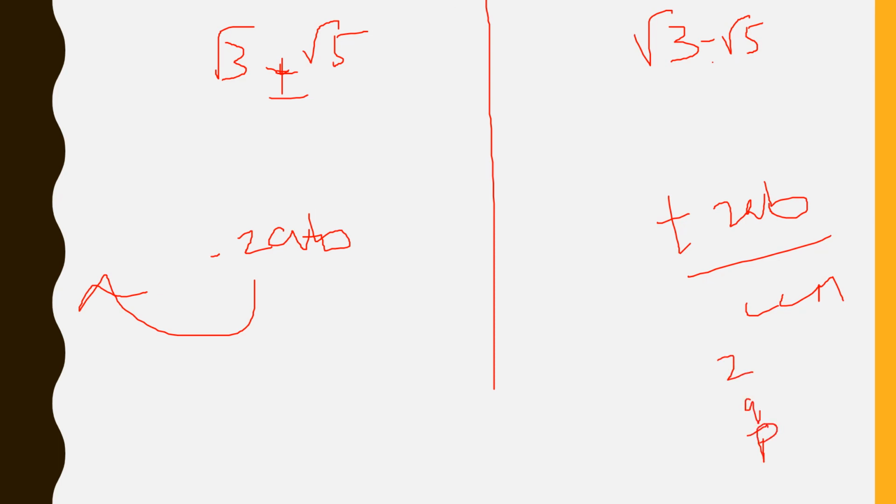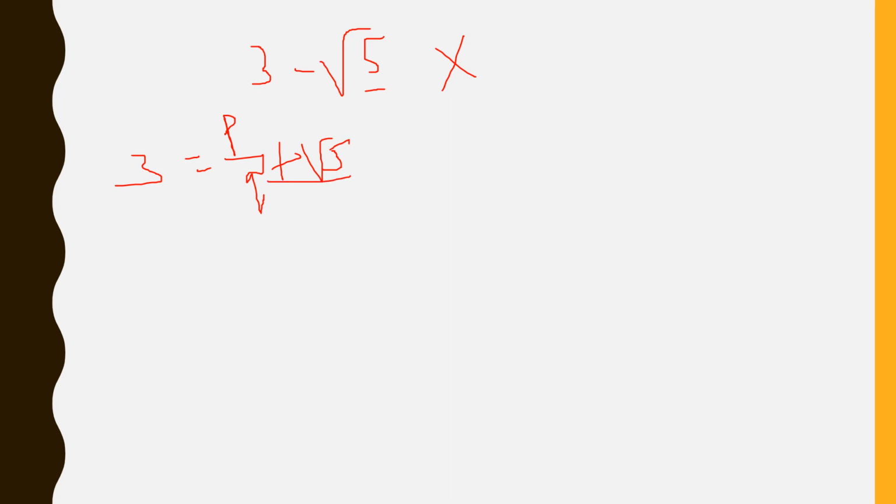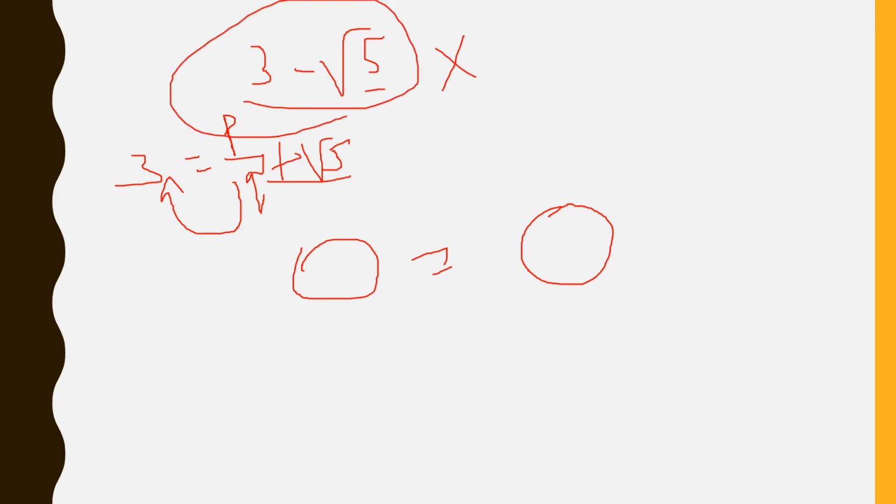If there is no root, suppose 3 minus root 5, like this, then there is no need of doing the squaring. Just directly write root 5 equal to, you'll get 3 equal to p by q plus root 5. Already the root is in minus, so we'll write it in plus form. Send this here, take the LCM, then you can say the right side is rational, so the left side will also be rational, but this contradicts our assumption, so the given number is an irrational number.